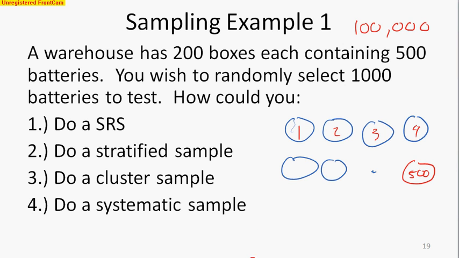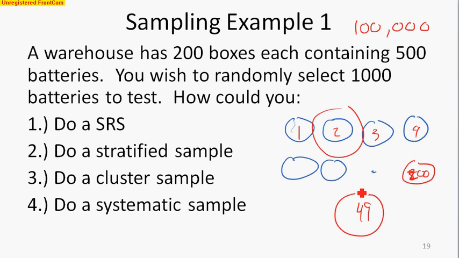Cluster sample would be, okay, I got 200 boxes. Sorry, I got 200 boxes of batteries, and I'm going to randomly select 2 of them to become my sample. Maybe box 2 and box 49 gets picked. So now remember, there's 500 in each box. There's my 1,000 batteries. But the idea was I didn't take a couple from each. That was stratified. I just picked 2 of the boxes to become my entire sample. That's cluster. Systematic would be if I go ahead and say, okay, I'm going to select every 100th battery. So I'm just going to start counting all the batteries, and every 100th battery that I select becomes a part of my sample.